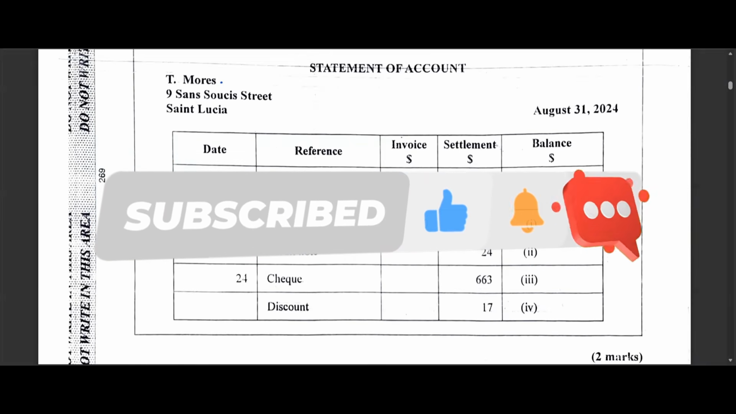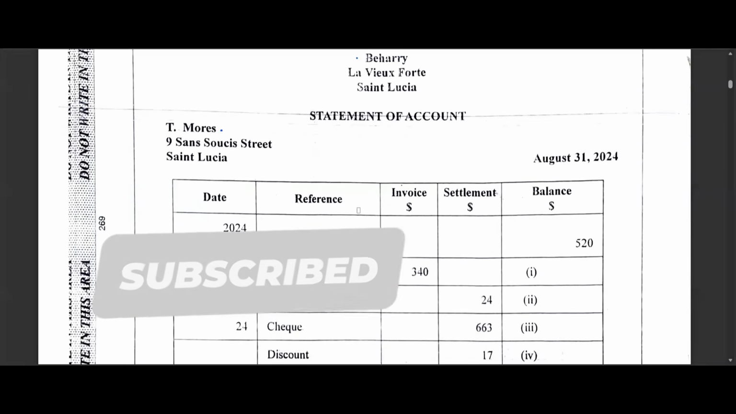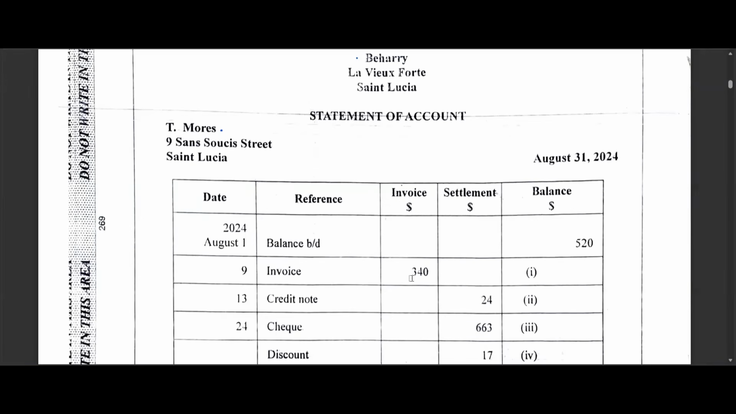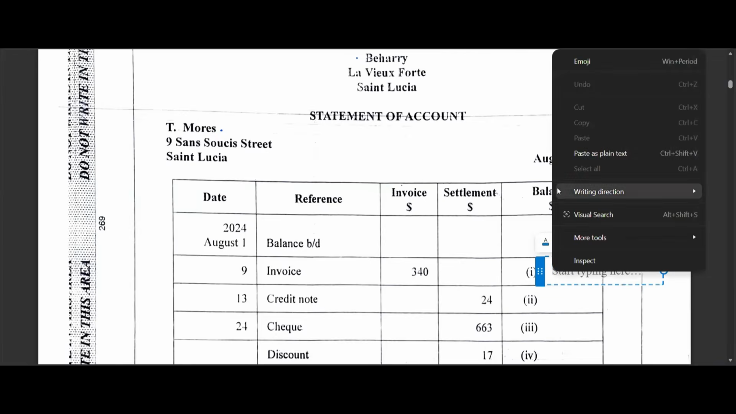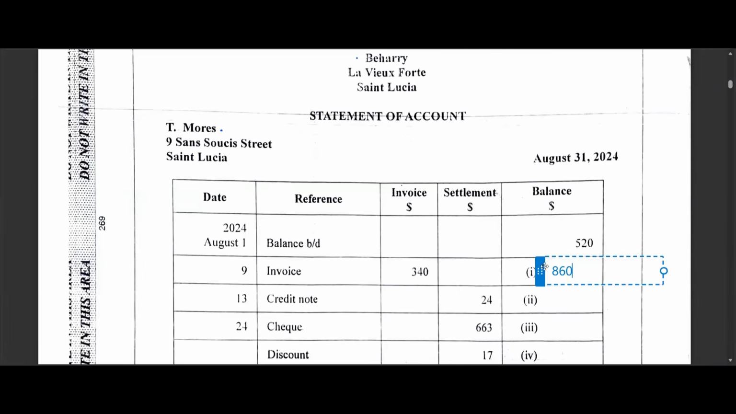And August 9th, the customer, which is Timor's, would have now purchased items on credit, hence an invoice. Therefore, our missing balance for point number 1 would have been to simply add on, yes, guys, add on that 340 to 520. Answer should have been 860. Great. Right, let's move on to the next part.